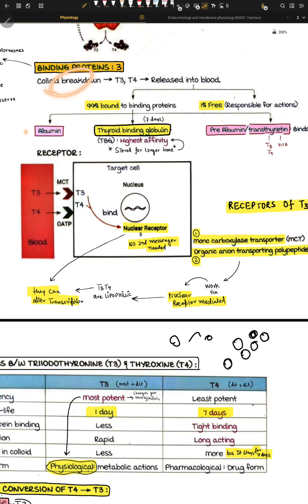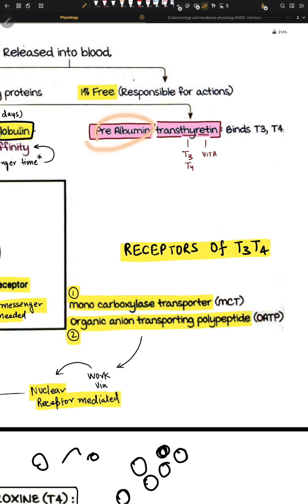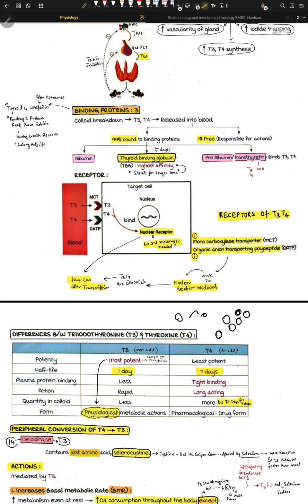Colloid breakdown releases hormones bound to albumin and thyroid binding globulin. TBG has the highest affinity, loves T3 and T4 a lot, right? Pre-albumin is not albumin, it's the pre-stage of albumin. We have something called transthyretin. Trans means throughout, thyretin: retin means vitamin A, thy means T3 and T4. These are vitamin A proteins usually, so if we have lower levels of vitamin A, we will have lower levels of transthyretin, and then T3 and T4 won't bind, right? So that's the story.